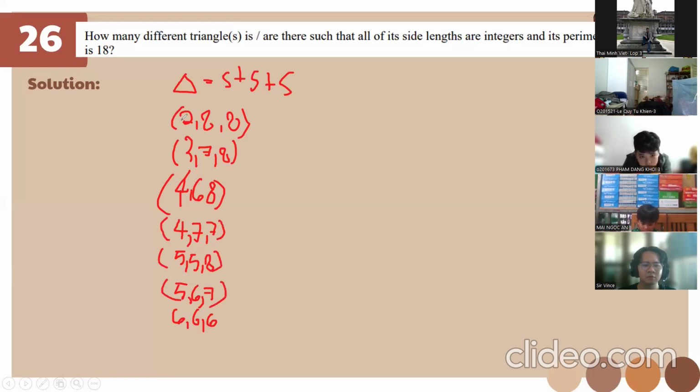So this is the answer, 7. Are we good on this? Because I need to go back to number 27 now.